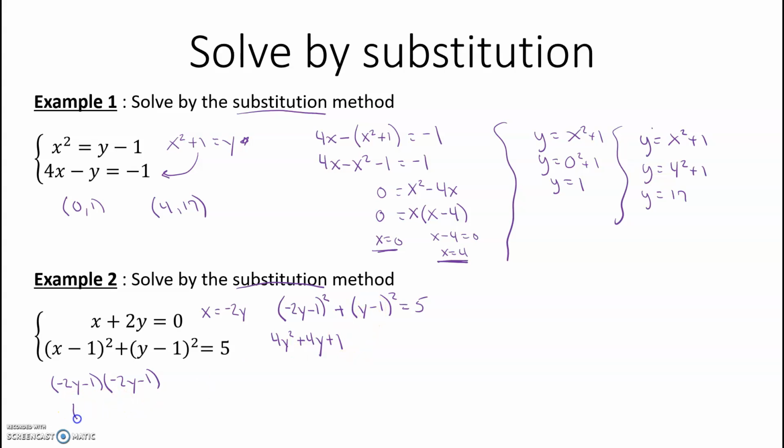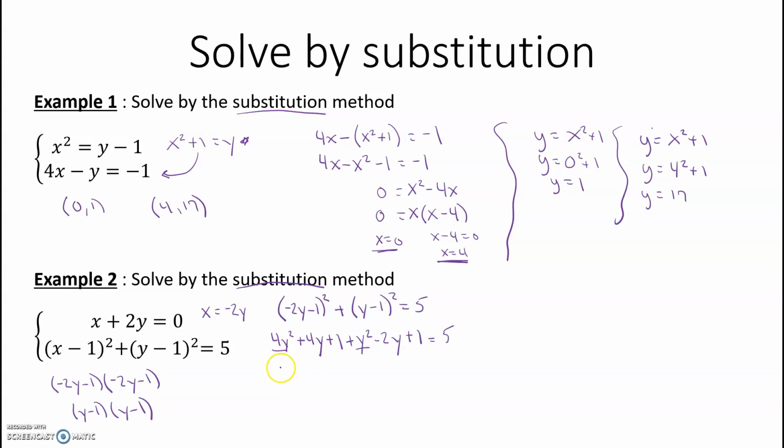Same thing here. That is y minus 1 times itself. So make sure you do all your multiplying and FOIL it out. So you should get y squared minus 2y plus 1. Still equals 5. And we're going to combine some like terms here.